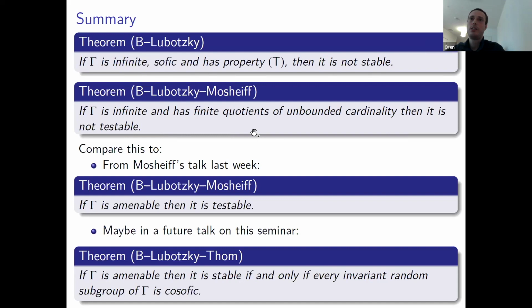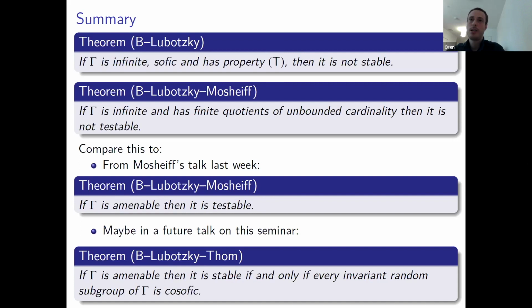But if you compare it to last week's result that Jonathan mentioned, every amenable group is testable. So this is in sharp contrast, and maybe we are kind of used to amenable groups being in contrast with infinite Kazhdan groups, with infinite groups of property T.